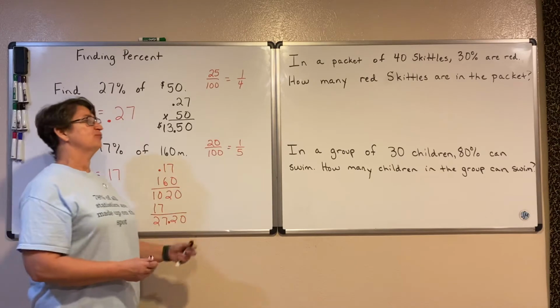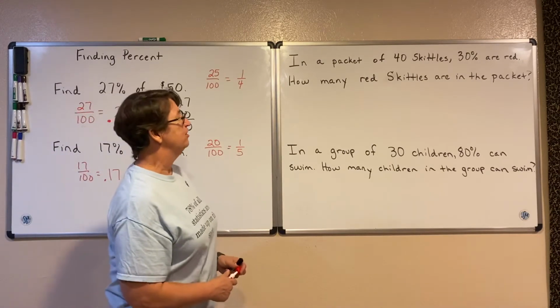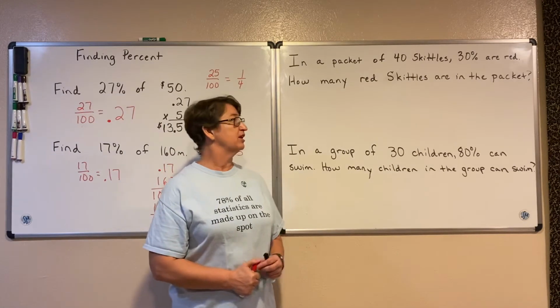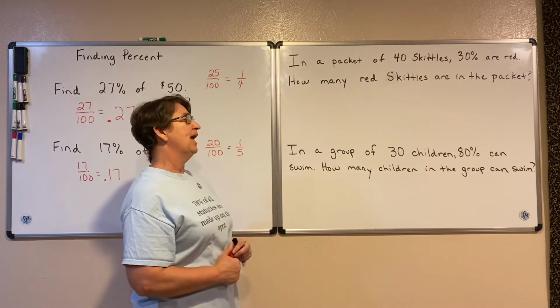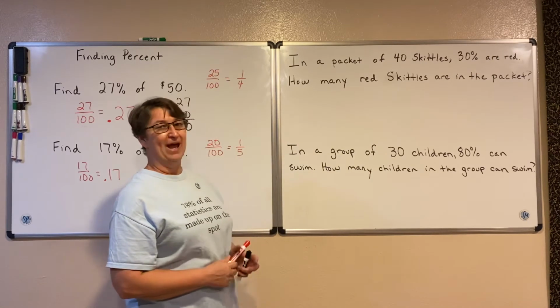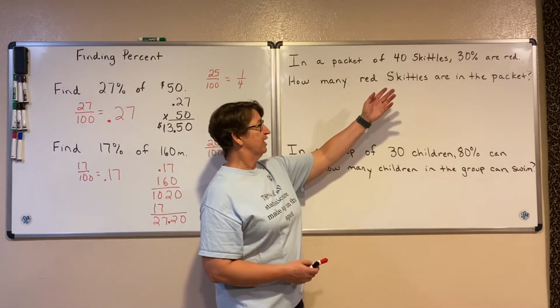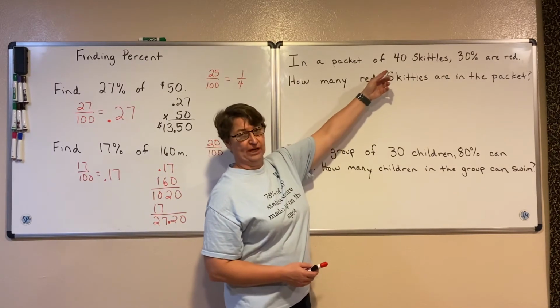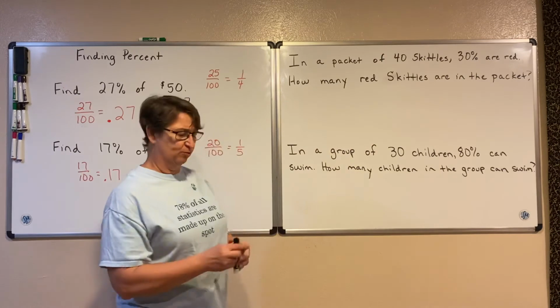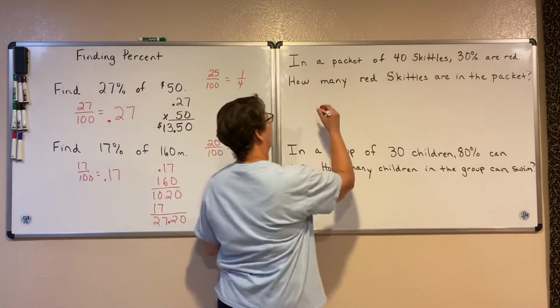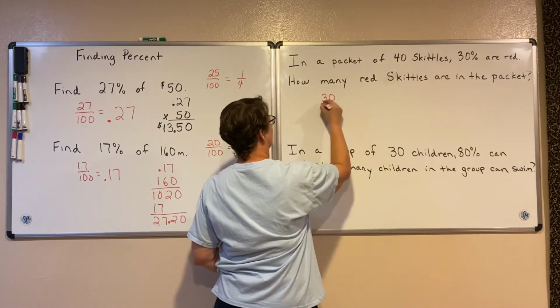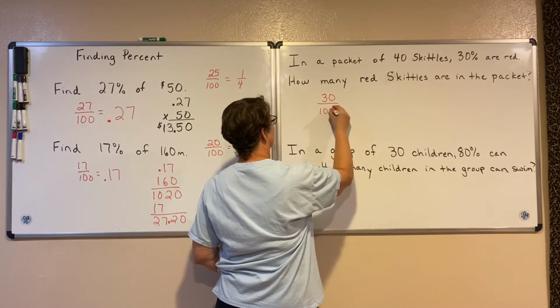We can do the same thing with words. Here it says, in a packet of 40 Skittles, 30% are red. How many Skittles are red? So really, I'm just trying to find 30% of the 40. So I'm just simply going to multiply 30% times 40.